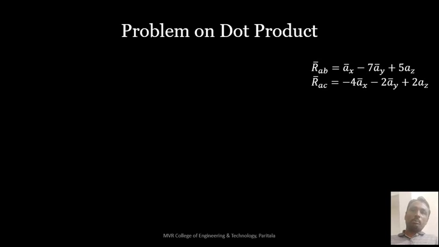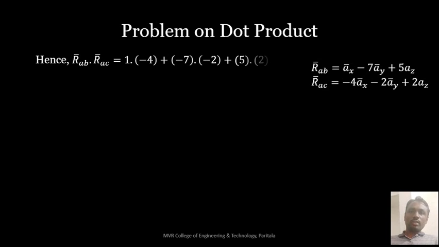So we need to multiply the X component, Y component and Z component. Thereafter we need to add the results. So how are we able to do this? RAB X component is 1 and RAC X component is minus 4, so that is 1 into minus 4.